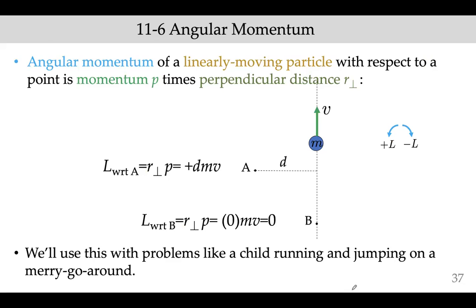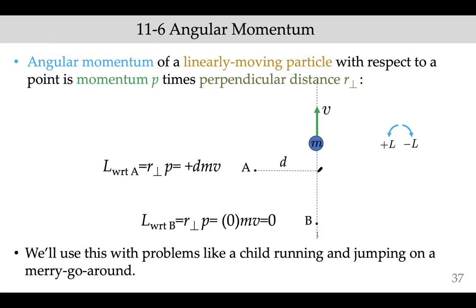Okay, so angular momentum of a linearly moving particle. Even if a particle is moving linearly, we can still talk about its angular momentum with respect to some point. So the angular momentum of a linearly moving particle, let's say this particle is moving on this line linearly, with respect to a point, is momentum times perpendicular distance. So that will give us the angular momentum.